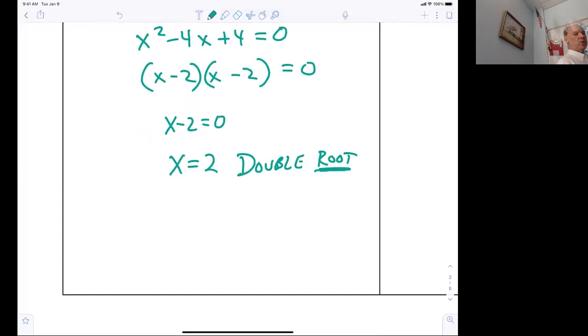Roots also can be called a zero. These are just the different terms that mathematicians use to describe the solutions to a quadratic. It is a root. Sometimes they'll call it a zero.